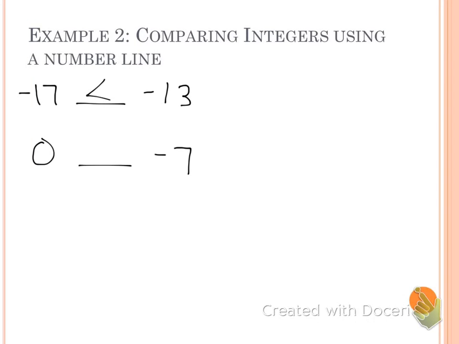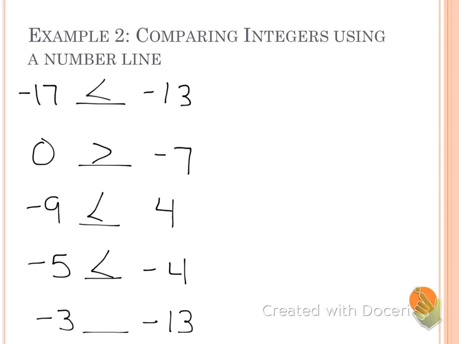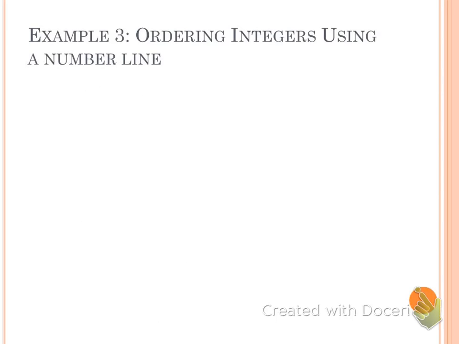So number 5, did you say greater than or less than? Greater than or less than? It's greater than. 0 is greater than any negative number. All right, what about number 6, negative 9 and 4? It's less than. Any negative number will be less than a positive number. What about negative 5 and negative 4? It is less than. It's barely, but negative 5 is still farther away from 0. What about negative 3 and negative 13? It's greater than. Anybody get all those right? Good job.